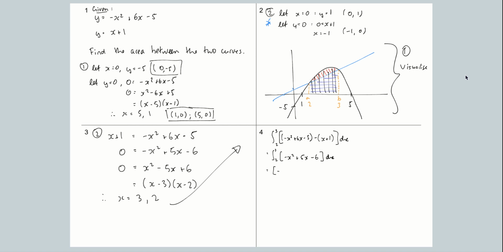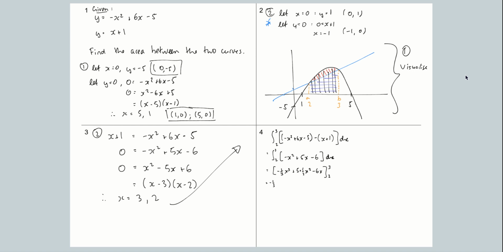So I've got negative 1/3 x cubed plus 5 times a half x squared minus 6x, and the boundaries are 2 and 3. So now I can substitute those values in and solve, which is just a bit of a numerical calculation thing to do. So I'll quickly get started on that.